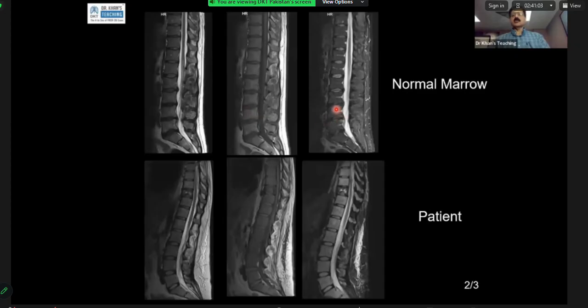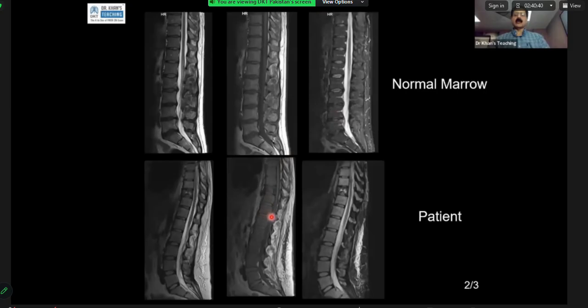Then look at the stir sequence. Stir sequence, by definition, is short tau inversion recovery. That's the physics term. But inside the marrow, you will appreciate that the marrow is suppressed. So there is nothing watery there. If there was anything watery, it would have been bright.